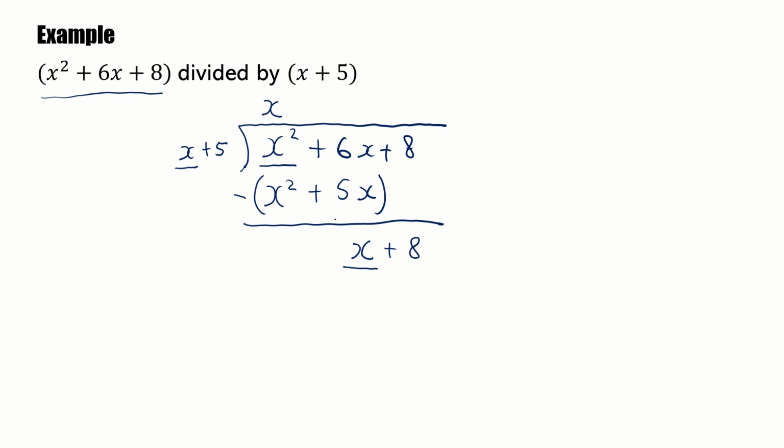Look at the highest power thing here in the thing we've got left, highest power thing in the thing we're dividing by. Divide them by each other, so x divided by x is positive 1. So we add 1 on the top, and then we do positive 1 times x plus 5, which is x plus 5. And then we are going to subtract that away from the line above. So therefore x take away x, again we're expecting that to cancel, and it does. And then we're doing 8 take away 5, which is 3.